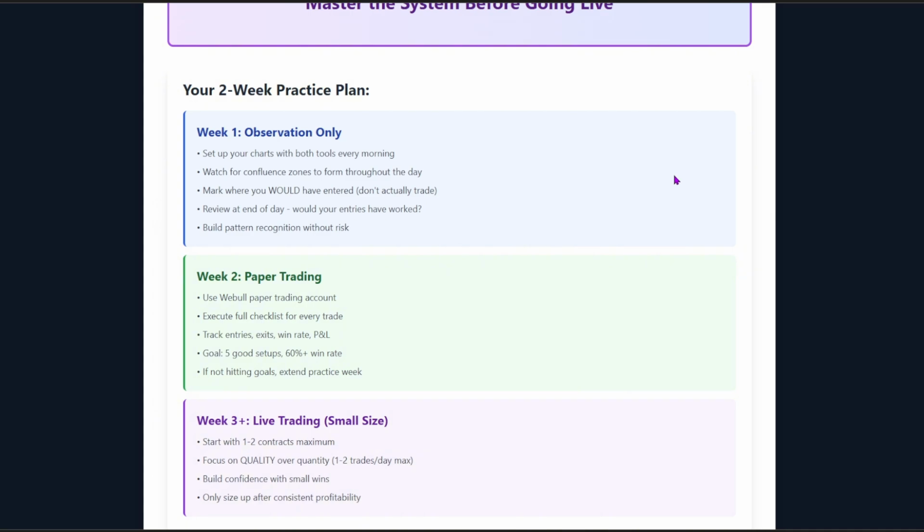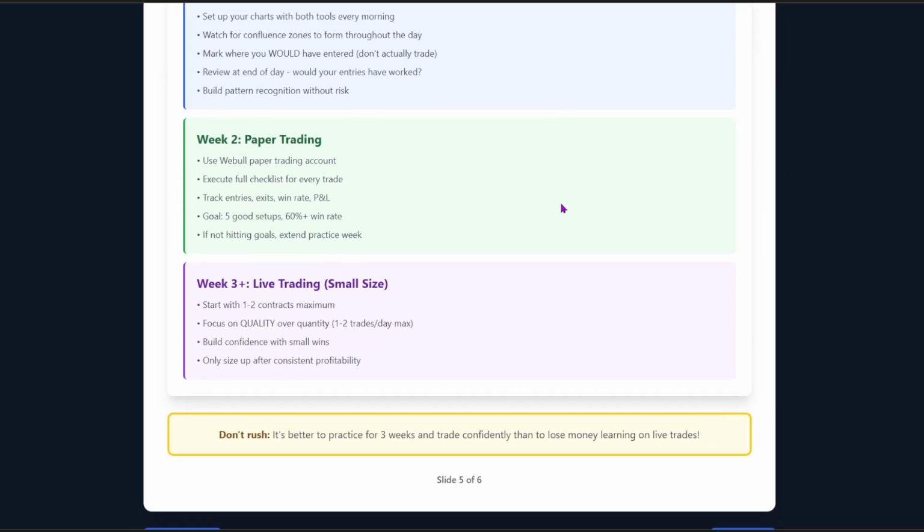Week 3, live trading small size. Start with 1 to 2 contracts maximum. Focus on building quality over quantity. 1 to 2 good trades a day is all you need. A lot of people overcomplicate. A lot of people stay in the market a little too long. And it's good, let me tell you, it's not bad to stay in the market. I stay in the market every day for a very long time, but I don't trade it, right?